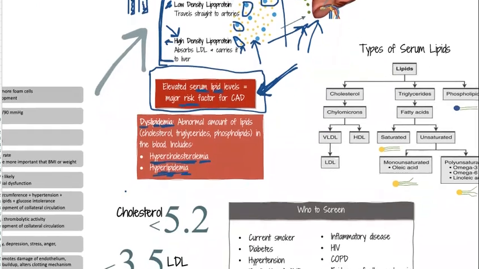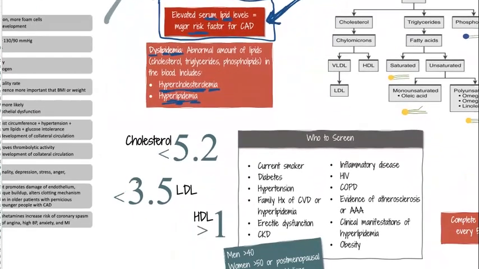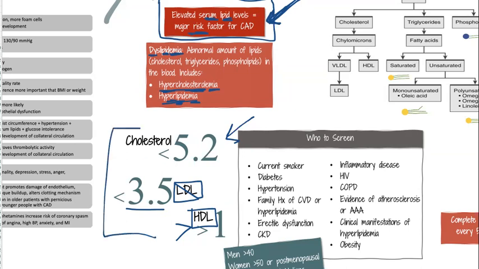Really quickly, while we're talking about blood work, these are numbers that you want to memorize. Cholesterol needs to be less than 5.2, I believe it's millimoles per liter. LDL needs to be less than 3.5, and HDL should be greater than 1. We want the HDL to be high and the LDL to be low, because we want the LDL to make it back to the liver to be dealt with there instead of building up in our blood. So these are definitely numbers you want to memorize for a test.